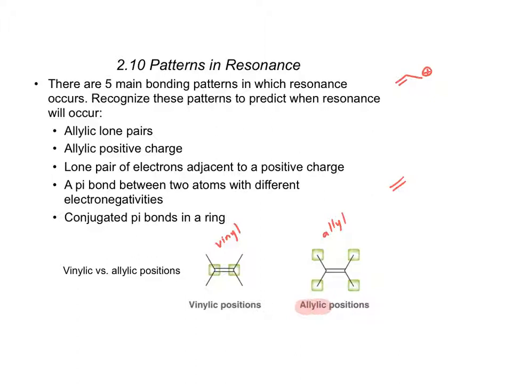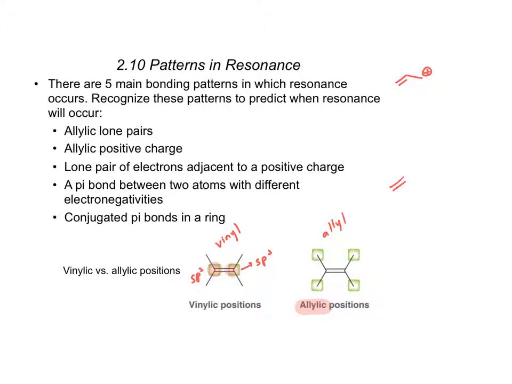Okay, so what are they? So the vinyl position is the actual carbons that take part in the double bond. They are the sp2 hybridized carbons that participate in the formation of that pi bond. That's the vinyl carbons, okay?